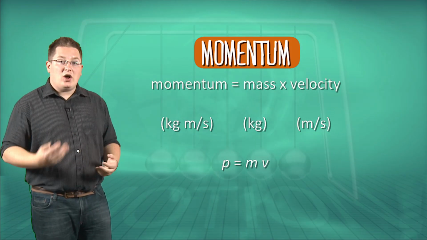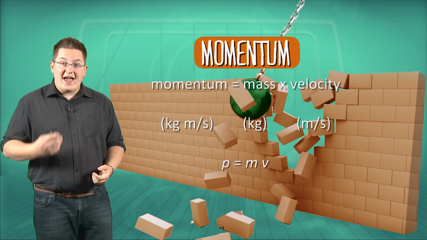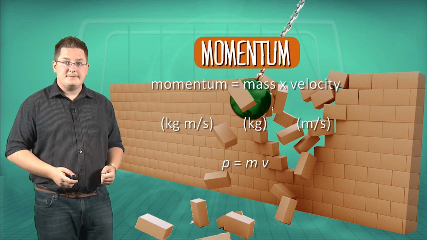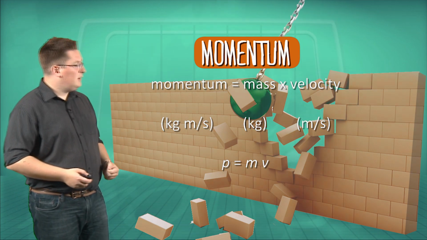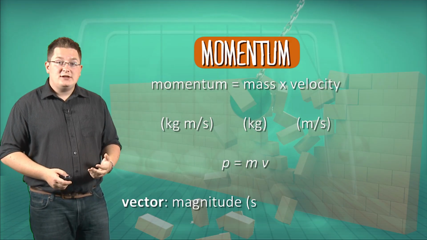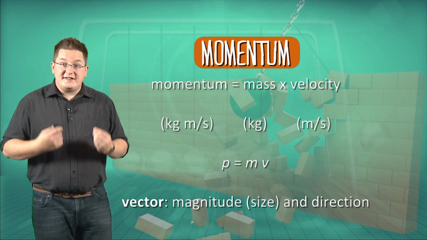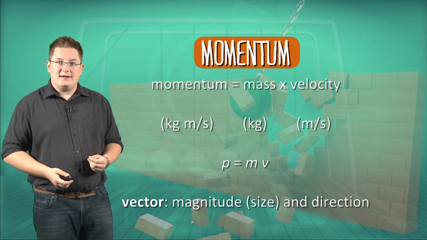This means that lighter or slower objects have less momentum than heavier, faster ones. Momentum is a vector. It has a magnitude and a direction. The direction will be the same as the object's velocity.